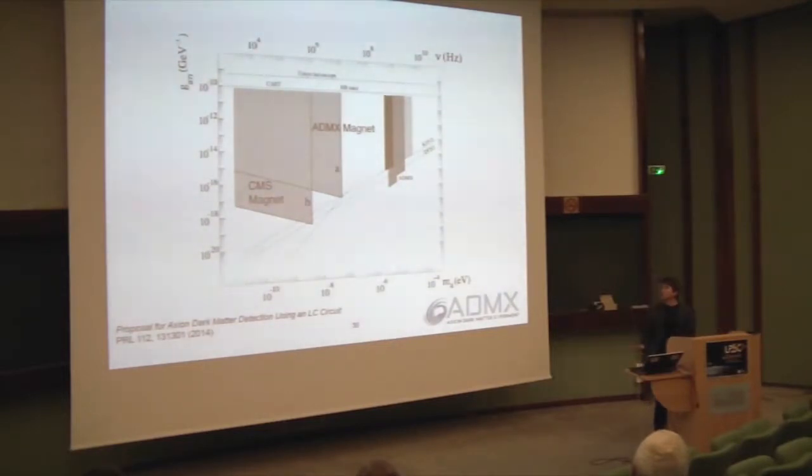If you assume a Q of 10^4 and millikelvin temperature for the ADMX magnet and the CMS magnet, these are potential exclusions that could be achieved with this kind of device. And this is in context with current and past searches from ADMX. And this dashed line is just the improvement you could get if you had a bigger and bigger magnet in size.